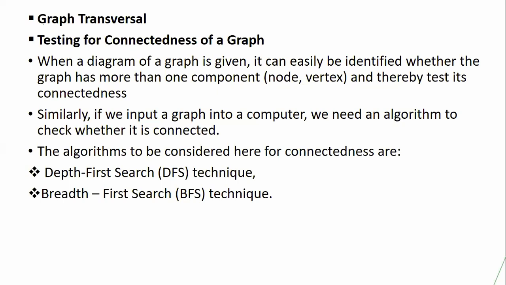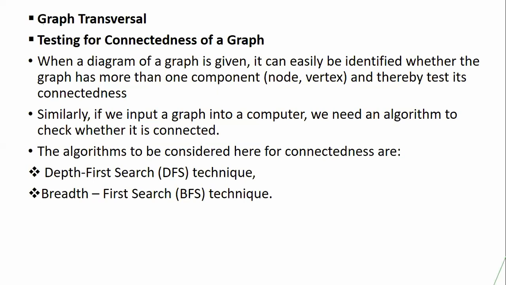So today we are now moving on to graph traversal. Assuming you have a graph, you can identify whether the vertices are connected or the graph is well connected. But if you make an input into the computer, by means of either an adjacency matrix or the incidence matrix and so on, then you can let the computer check it for you if the vertices are connected.